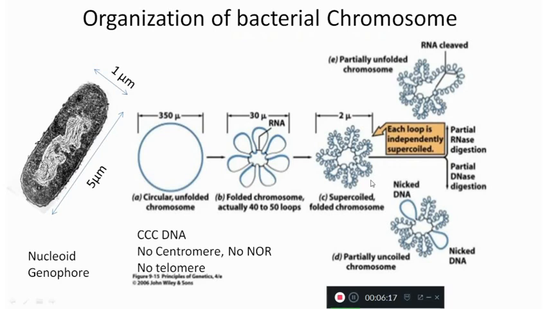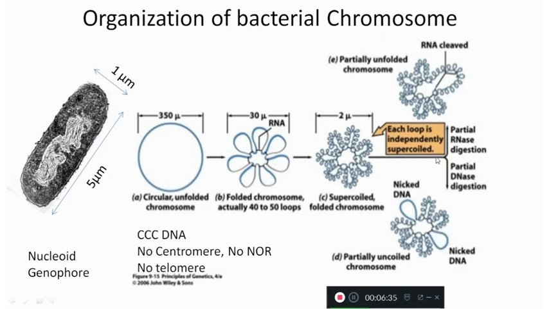Then the supercoil is relaxed and the loops become open like this. There is a nick in the DNA, in one of the DNA strands, not both. Here also there must be a nick inside one of the DNA strands so that it opens up like this. So each of the loops is highly supercoiled.